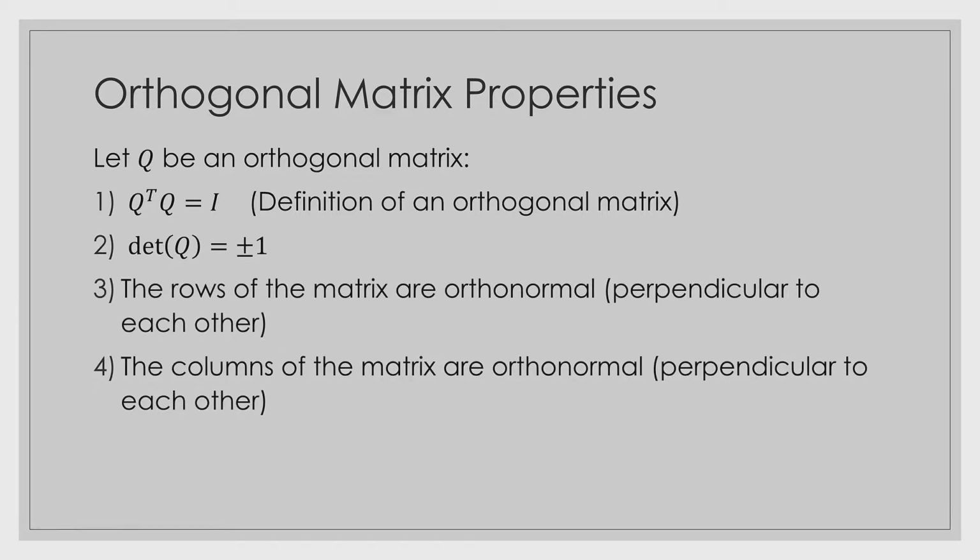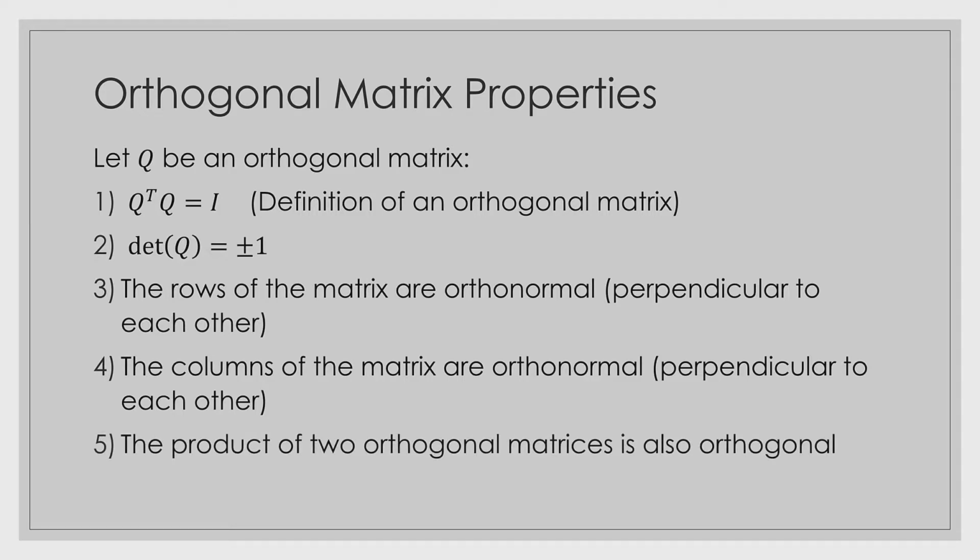The next two are fairly similar, and as the rows and the columns of the matrix are orthonormal. So each of the vectors that make up the rows and columns of the matrix, well, they're perpendicular to each other. And you guys will see an example of this on the quiz. And finally, the product of two orthogonal matrices is also orthogonal. So these are kind of the 5 big properties of them.